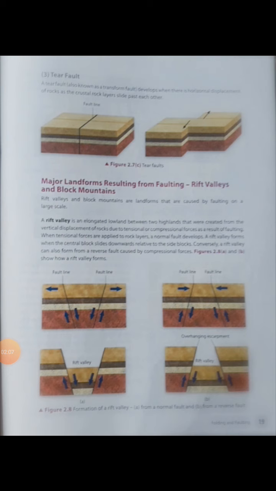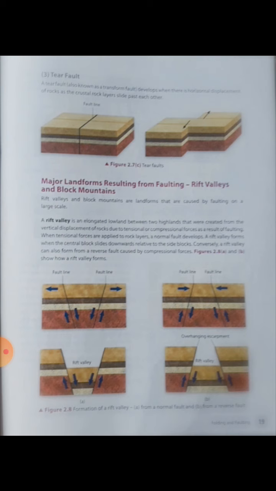Now open page number 19. Number 3, tear fault. A tear fault, also known as a transform fault, develops when there is horizontal displacement of rocks as the crustal rock layers slide past each other. Next topic is major landforms resulting from faulting, rift valleys and block mountains.